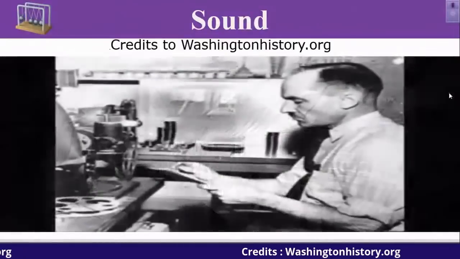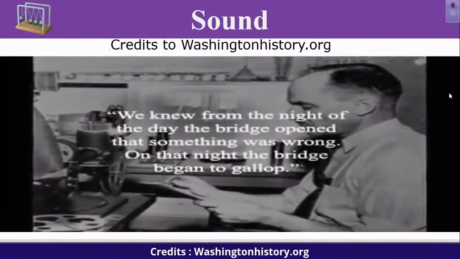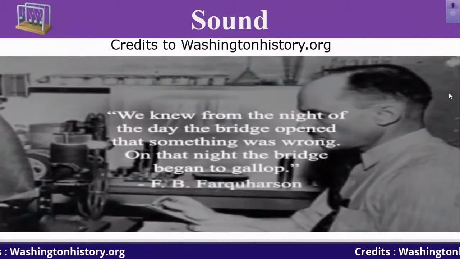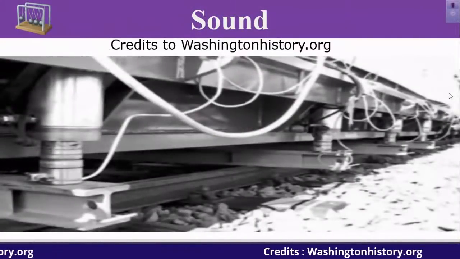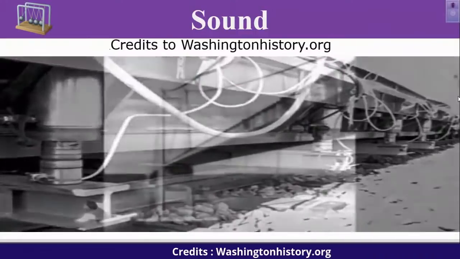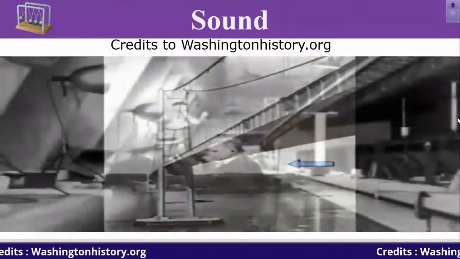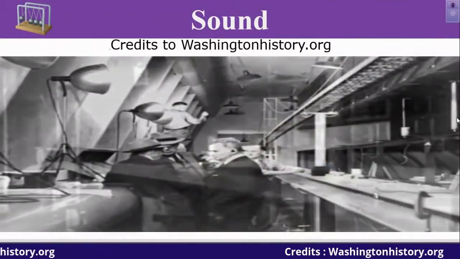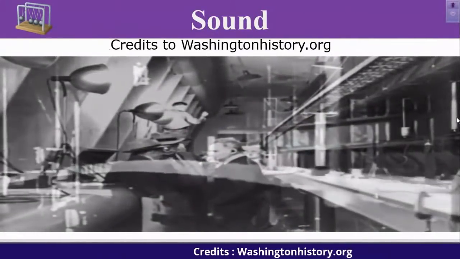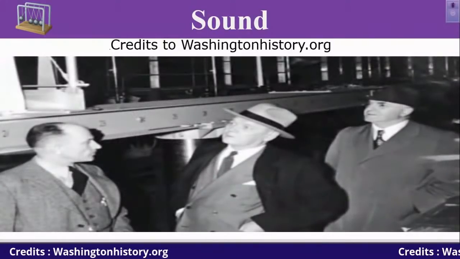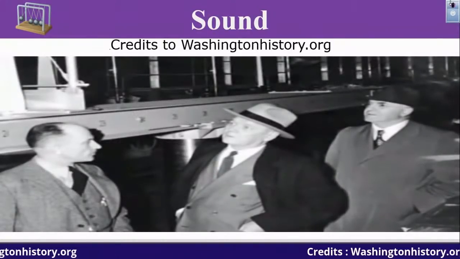studying the real bridge. We knew from the night of the day the bridge opened that something was wrong. On that night, the bridge began to gallop. Attempts were made to control the motion by installing hydraulic jacks and tie-down cables, but these proved ineffective. Farquharson observed a torsional twisting in the bridge model, different from the regular bounce.